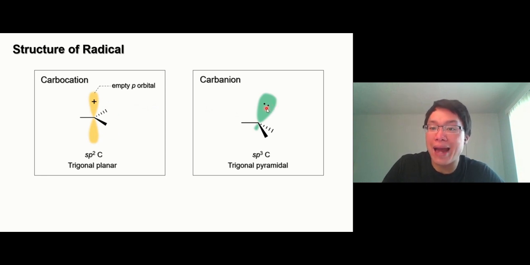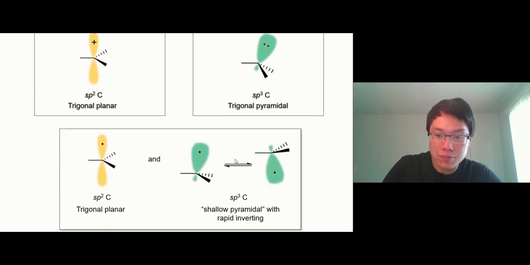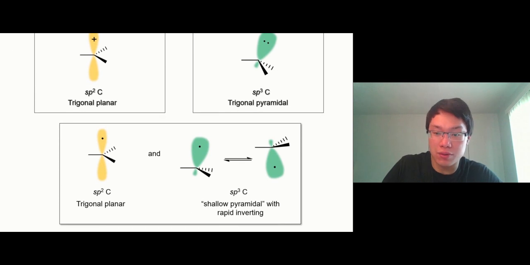The lone pair does the same thing there. So a carbanion is an sp3 carbon now, so there's no p orbital left. The geometry is trigonal pyramidal. The structure of the radical is somewhere between these. This is flat, this is trigonal pyramidal. The structure of the radical is what they call shallow pyramidal. It's an sp2 carbon, kind of sp3. I mean, it can look either way. They can go back and forth between the two. The geometry is shallow pyramidal.